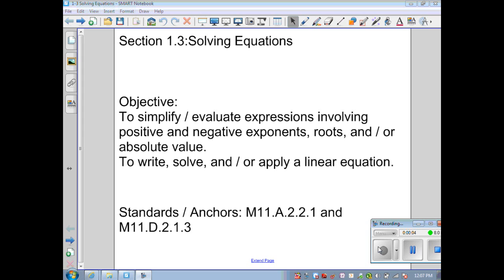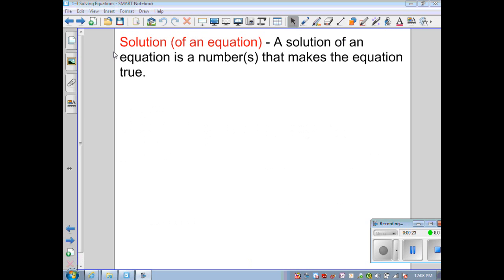Section 1.3, Solving Equations. To simplify, evaluate expressions involving positive and negative exponents, roots, and/or absolute value, and to write and/or solve and apply linear equations. Solution of an equation: a solution of an equation is a number or numbers that makes the equation true.